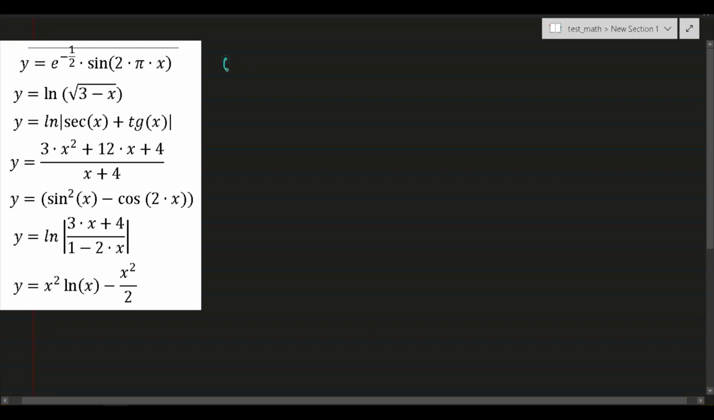We have y equals e to the power of 1 fraction 2 sine of (2 multiplied by pi multiplied by x). Now we must use the chain rule. We have, for example, an f function, and we have the other function here.